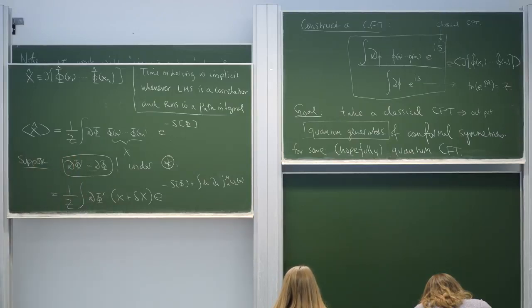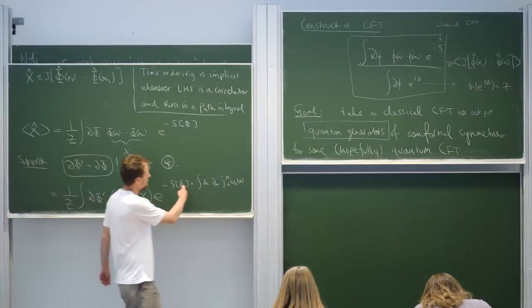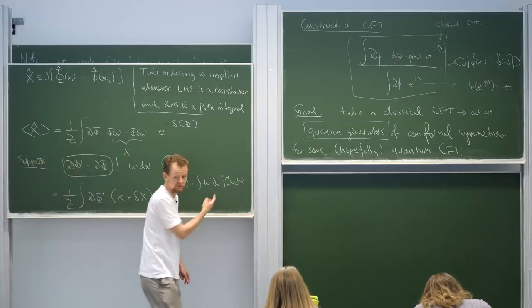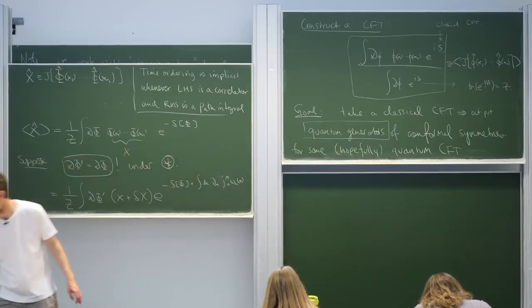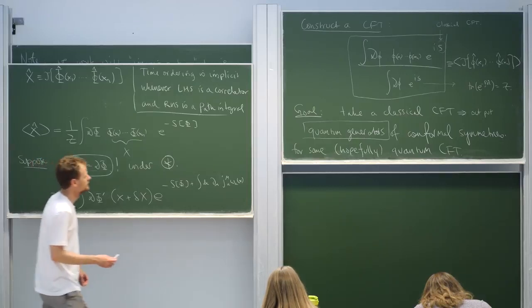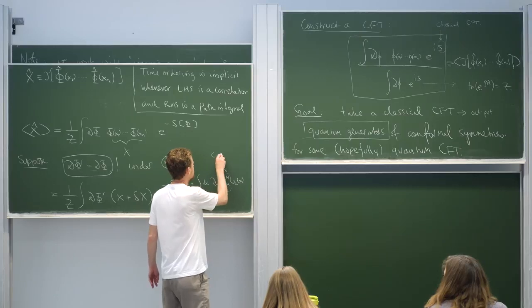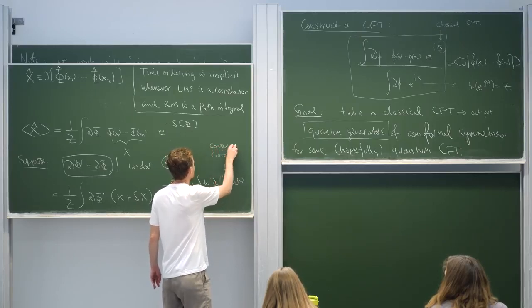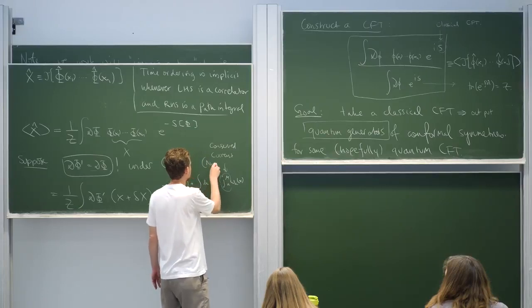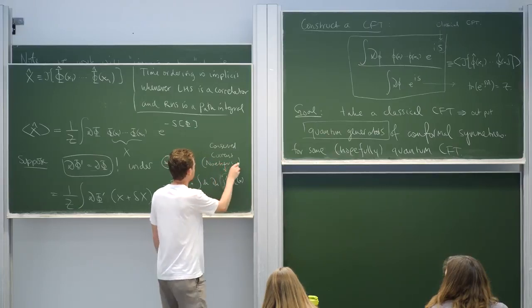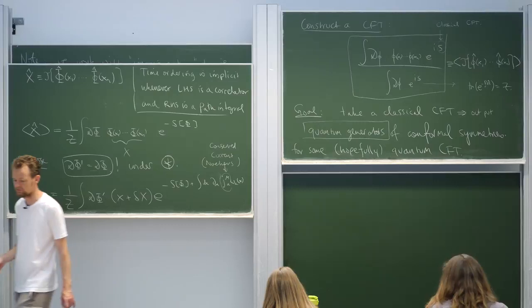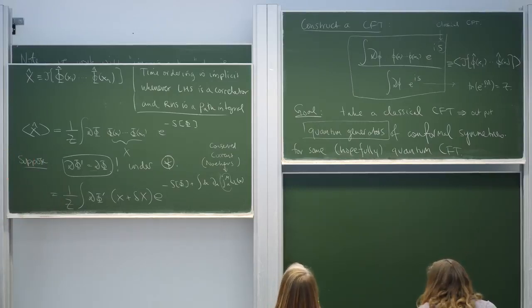So this total derivative here that we have, we've seen this also before. This is the conserved current, right? Associated with a symmetry. And that's what features in the proof of Noether's theorem, right? So this is exactly one and the same thing.